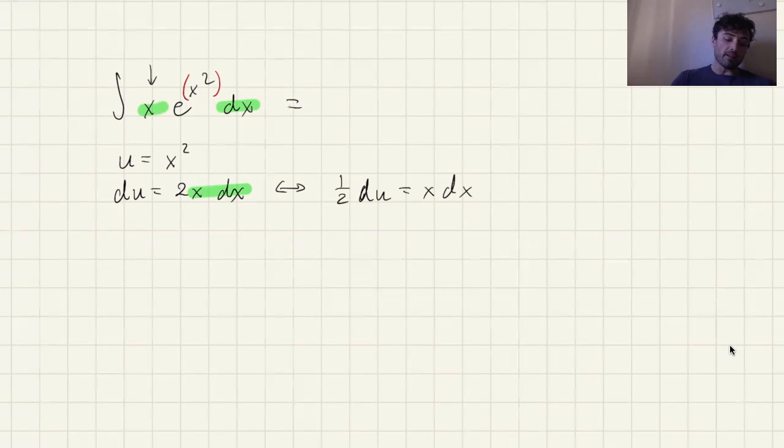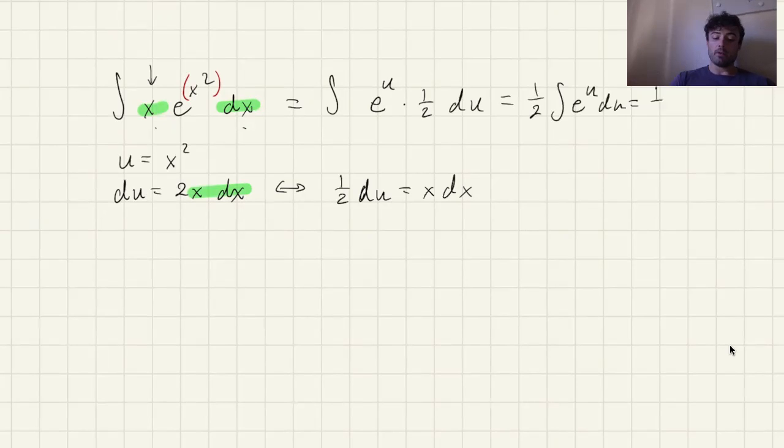And now I can make my substitutions. So instead of e to the x squared, I have e to the u. And instead of x with a dx, I have 1/2 du. So now I pull the 1/2 out. And I have antiderivative e to the u du, which is just 1/2 e to the u plus a constant. And that's 1/2 e to the, and then I plug back in what u is, which is x squared.